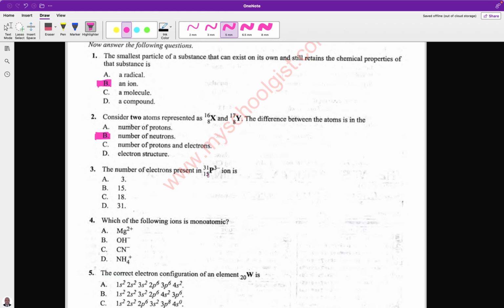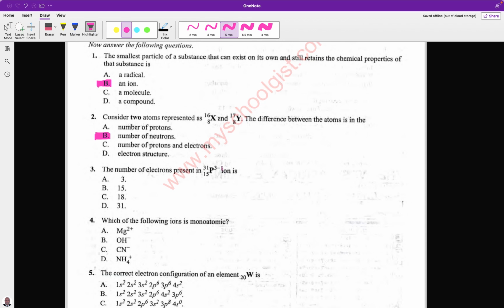But the number of electrons is supposed to be 15. The number of protons is 15. But the negative sign shows that 3 more electrons have been added to 15. So the number of electrons here will no longer be 15. The number of electrons will increase from 15 to 18.